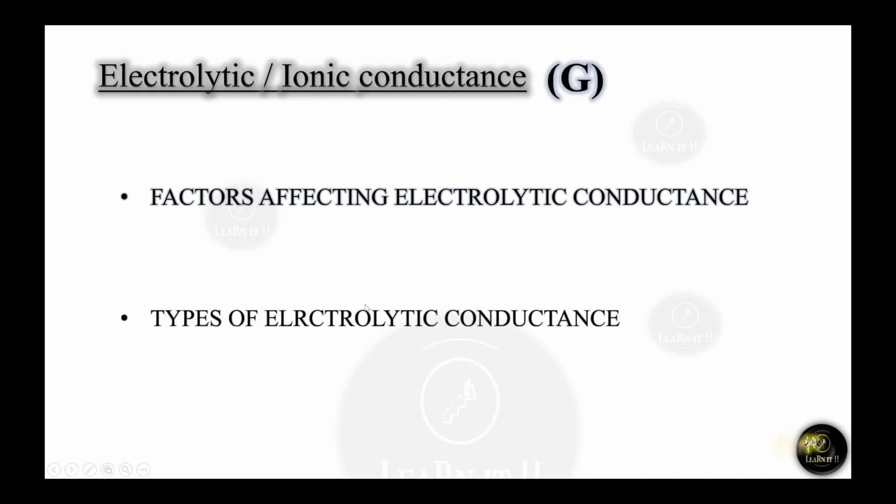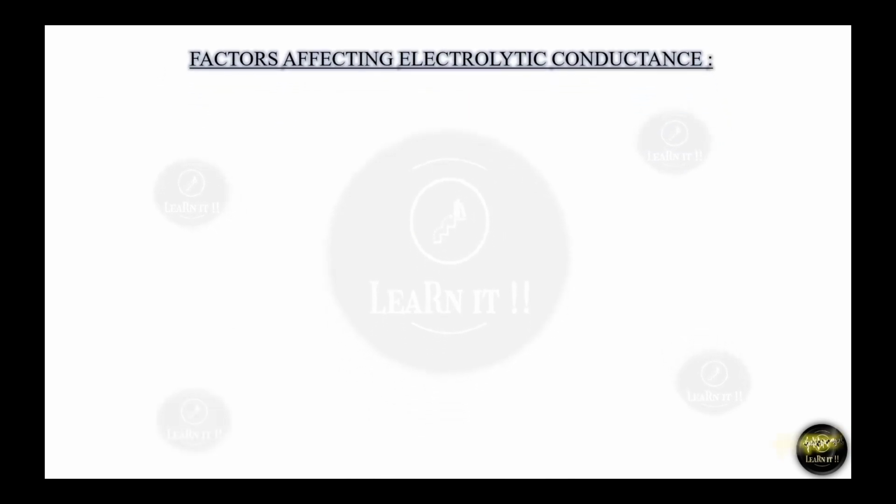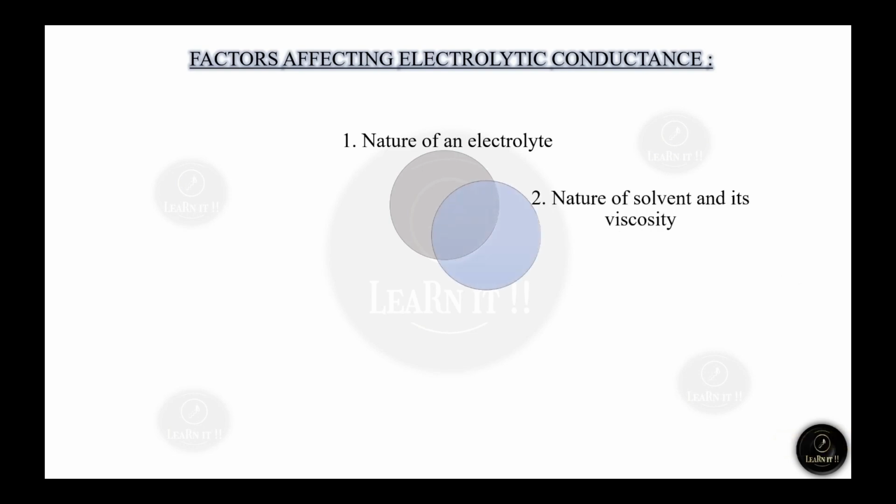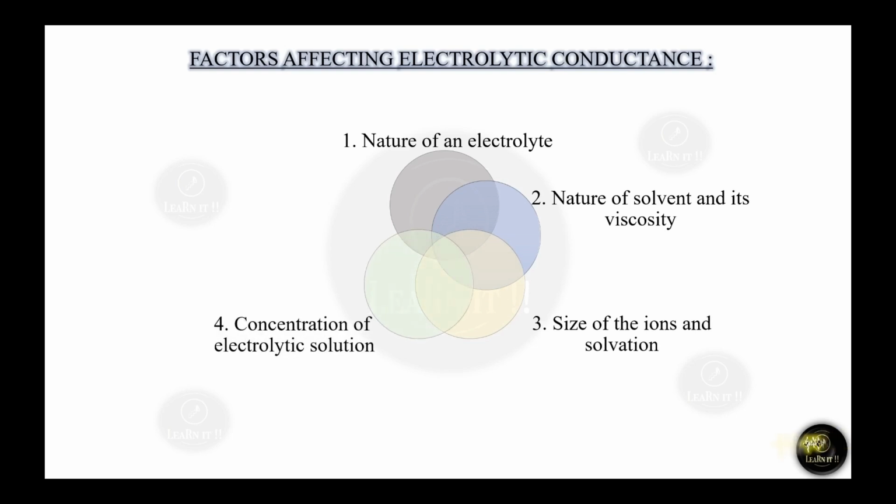Next comes the types of electrolytic conductance. So first one is factors affecting the electrolytic conductance. So there are 5 factors. First one is nature of electrolyte. Second one is nature of solvent and its viscosity. Third one is size of the ions and solvation. Fourth one is concentration of an electrolytic solution. Fifth one is temperature. So students must understand that we are talking about the electrolyte part here.